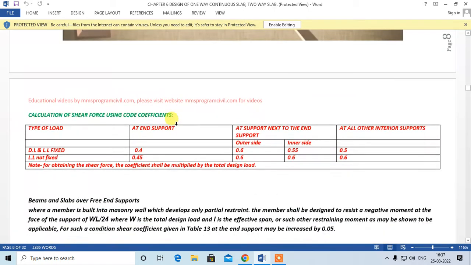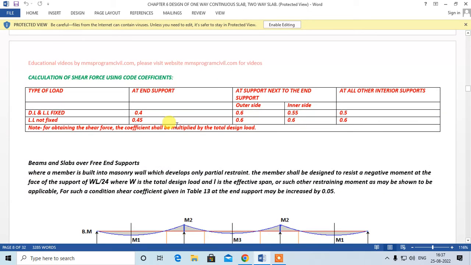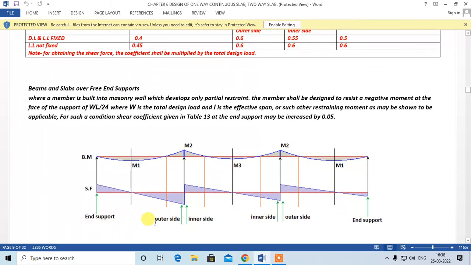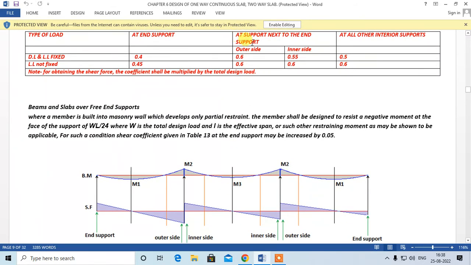Now coming to the next step, we have to find the shear, right? Now this is dead load plus live load at the end support. This is for the support next to end support. This is the outer side. This is the inner side. Again, this is the support next to end support. This is the end support, right? So this is the outer side, this is the inner side. So we have to find the end support reaction, outer side reaction, and inner side reaction. The same thing will be repeated over here. So let us start with that.